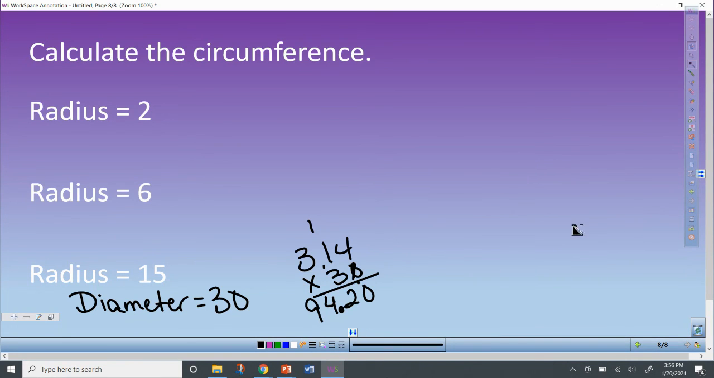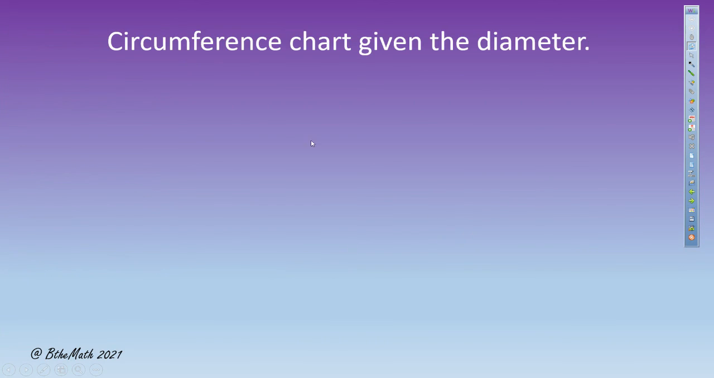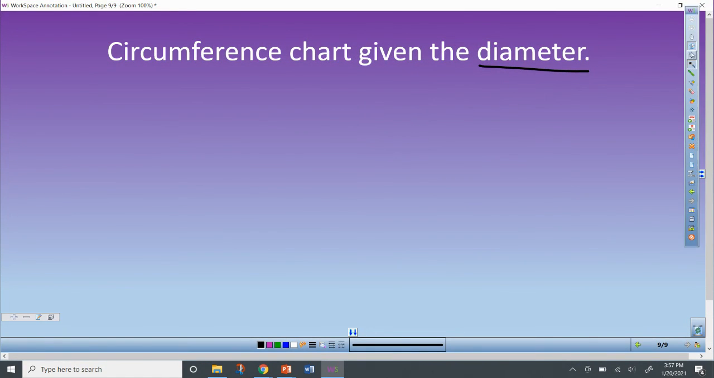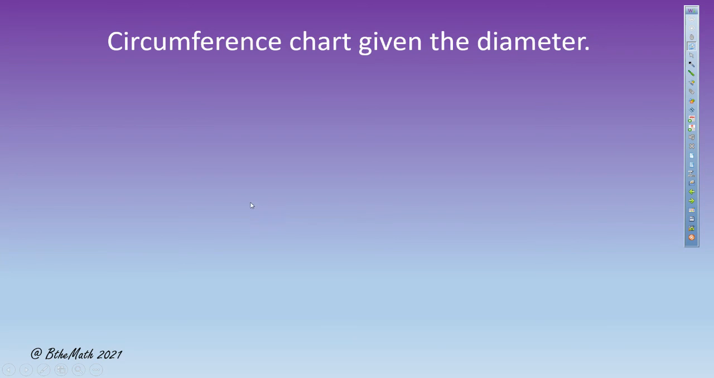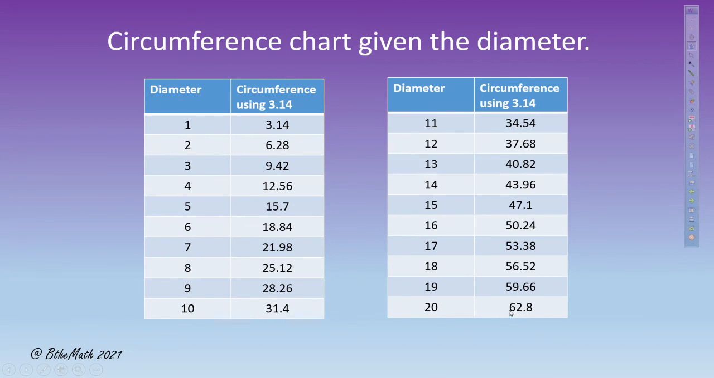All right, on the next slide, I've included a table of circumference given the diameter. So if you have a diameter, you use this chart to calculate your circumference. So if we have a diameter of 1, we would have a circumference of 3.14. If we have a diameter of 2, 6.28. And I've included all the way to 20 on your chart. So all you have to do when you're working out your assignments is figure out what your diameter is and then go find your chart, and that tells you your circumference rounded to the nearest hundredth.